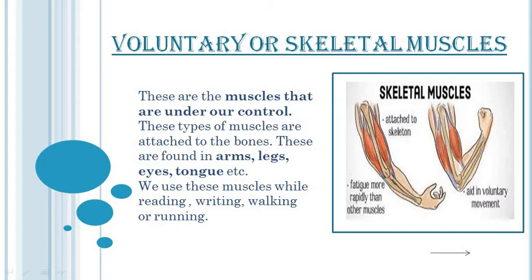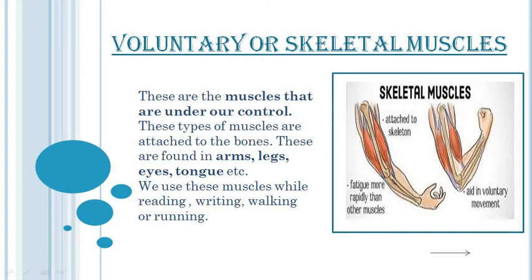Voluntary or skeletal muscles. These are the muscles that are under our control, meaning those muscles which move or work as per our control are known as voluntary. This type of muscles are attached to the bones. These are found in arms, legs, eyes, tongue, etc. We use voluntary muscles while reading, writing, walking or running. So children, I think it is clear now that muscles that are under our control are voluntary muscles, and these are the only muscles which attach to the bones.